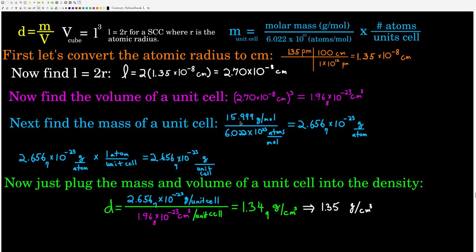Let's get the mass. It's just the molar mass. Now this is atomic oxygen. It's not a diatomic. When it's a gas, it's O2, but here it's just O. So 15.999 grams per mole divided by Avogadro's number shows us that the mass of an atom of oxygen is 2.6567 times 10 to the minus 23rd grams. And there's 1 atom per unit cell, so the mass per unit cell is the same number. Now we have the mass of a unit cell and the volume of a unit cell. All we have to do is plug in, and we get 1.35 grams per cubic centimeter. And if you look up the density of metallic oxygen, it's 1.362 grams per centimeter cubed. So pretty good.